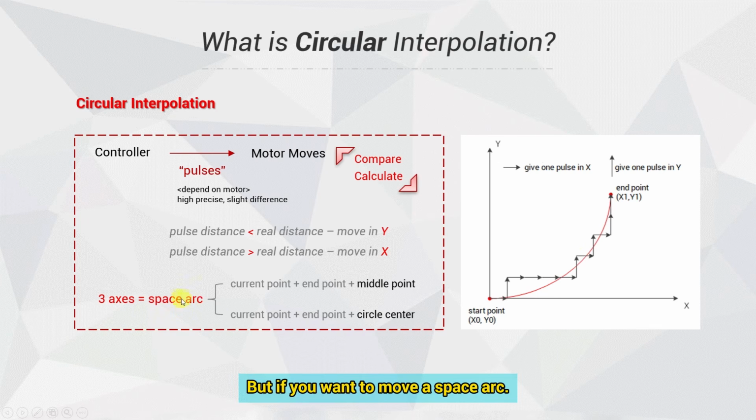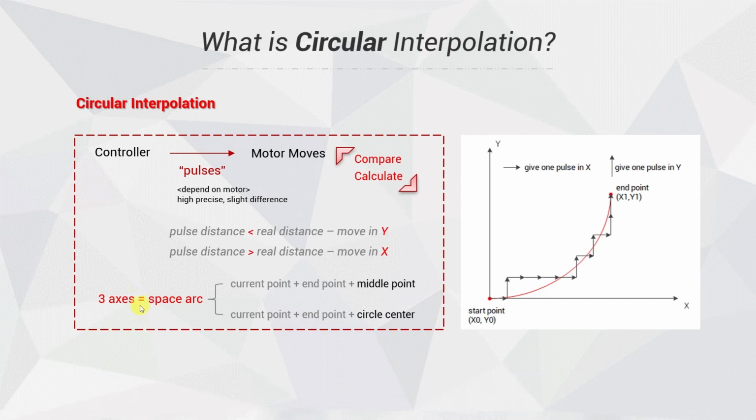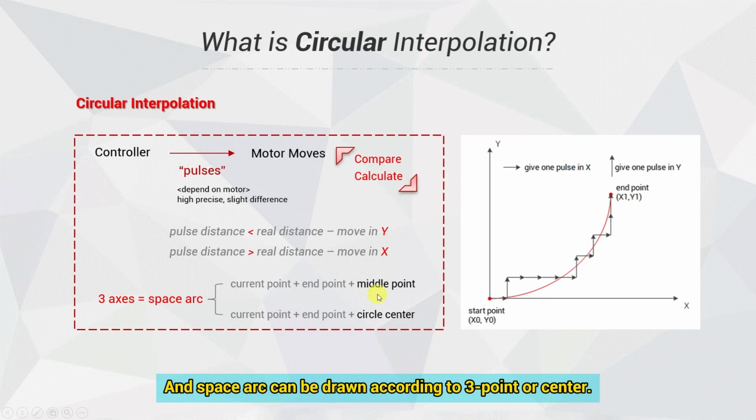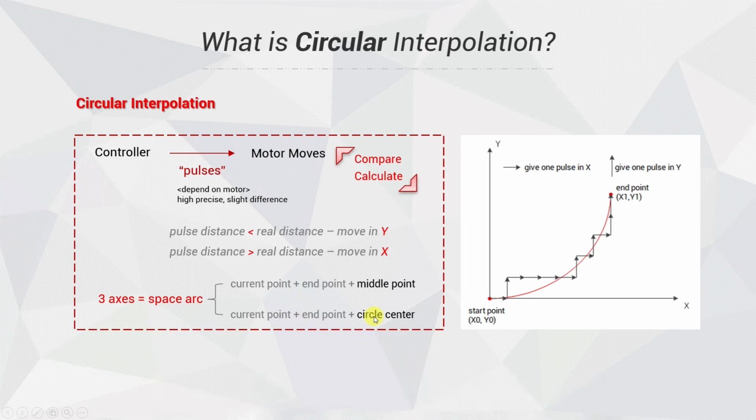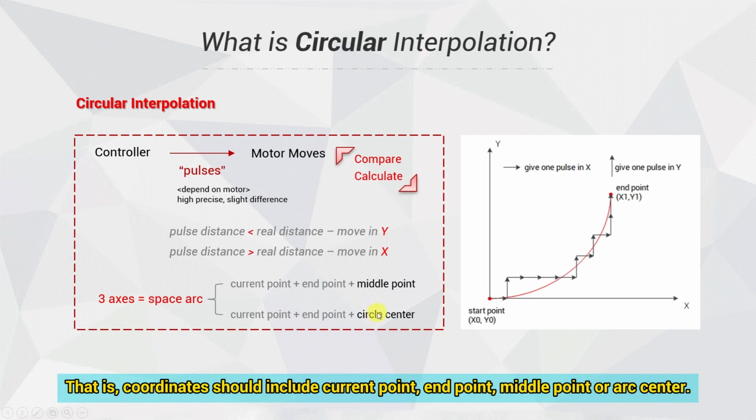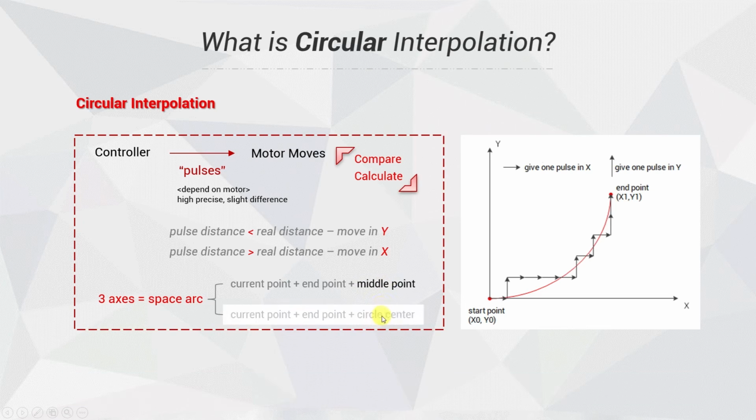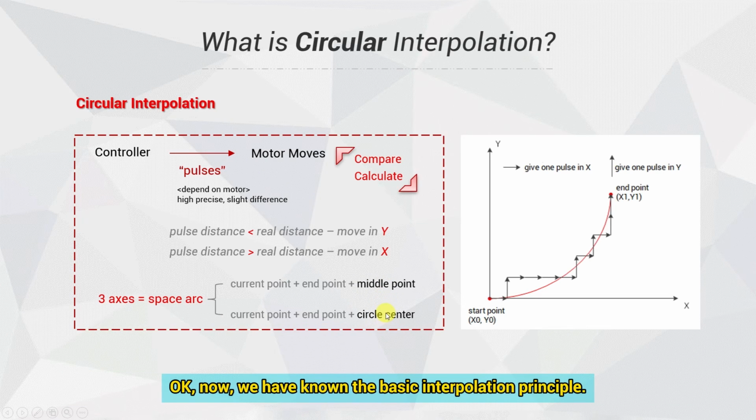But if you want to move a space arc, please give information of 3 axes, X, Y, and Z. And a space arc can be drawn according to 3 points or a center. That is, coordinates should include the current point, end point, middle point, or arc center. Okay, now, we have known the basic interpolation principle.